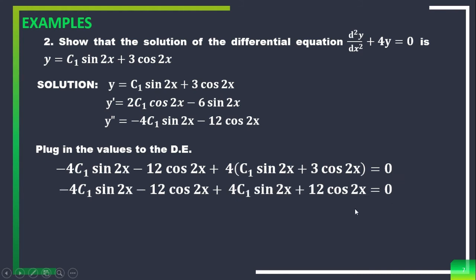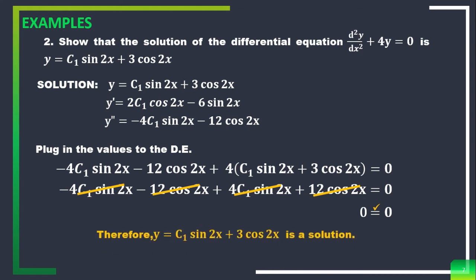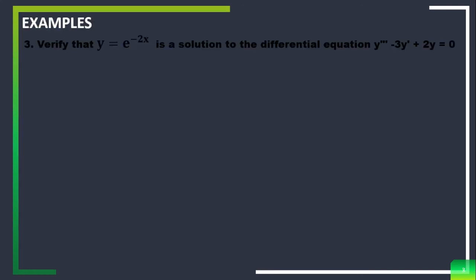And we will do the math here. So, we just distribute: 4c sub 1 sine 2x plus 4 times 3, 12 cos 2x. And here, we can see that some terms will cancel. So, the two cancel, and then 0 is equal to 0. So, we have verified that the given solution is the solution of the differential equation. Okay? So, let's proceed to our next and last example.